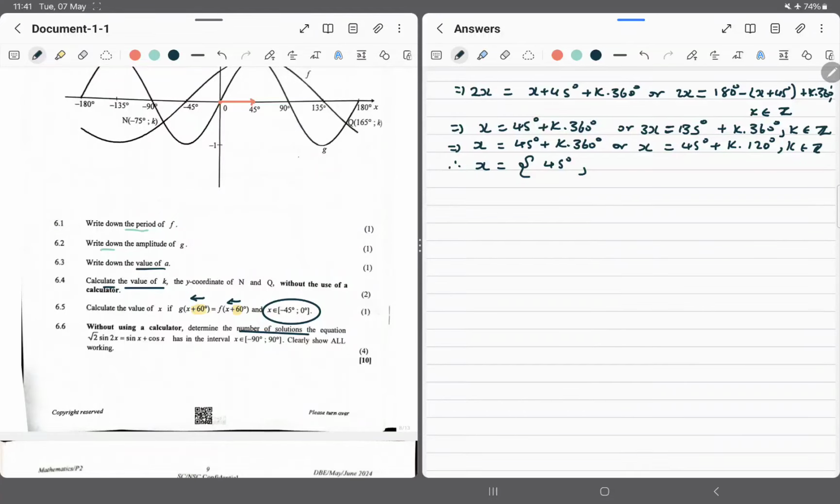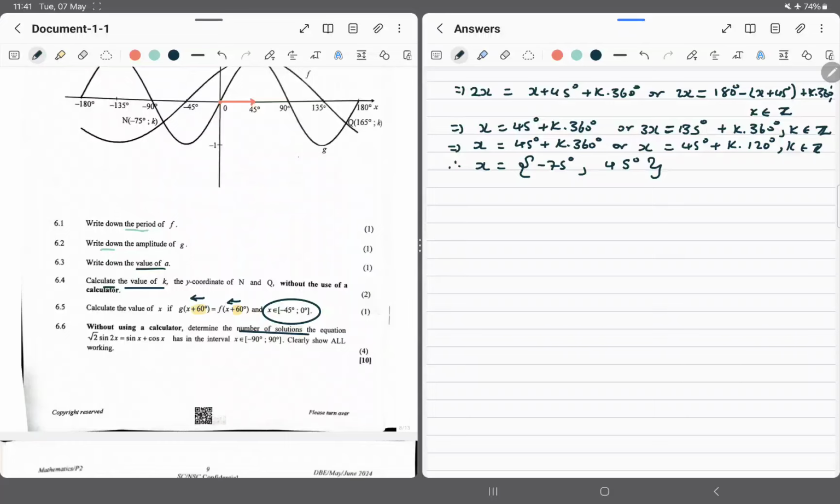What other solution can we get? Let's now say k is 1. If k is 1, this is already greater than 90 degrees, so it's out. When you say k is minus 1, that is very interesting now. Obviously, this one is out, but this one might do something. 45 minus 120 is minus 75. So we can start with the smaller one. This is minus 75 degrees and 45 degrees. And that should be it.